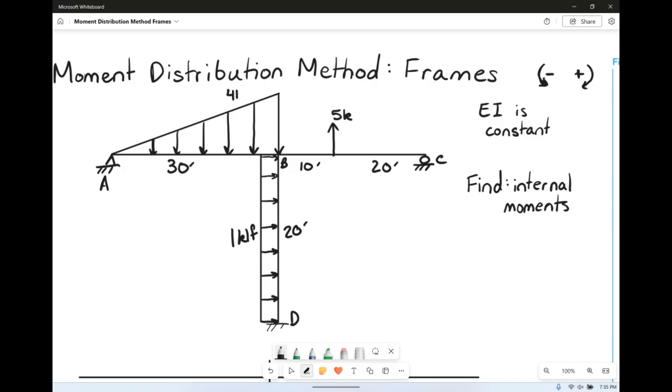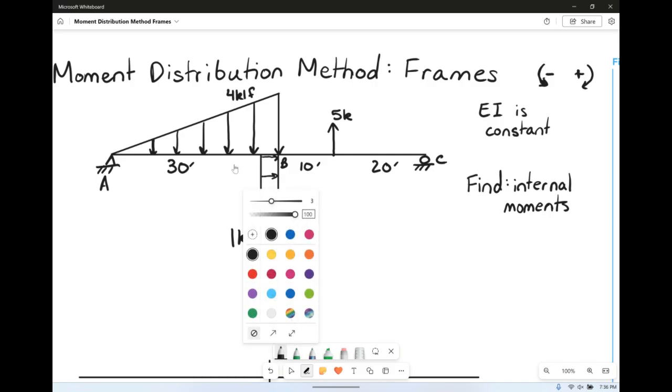Up here at the top, this is 4 kips per linear foot. Down on BD, we have 1 kip per linear foot, and we have a point load on BC of 5 kips. EI is going to be constant for this problem, and we want to find all of the internal moments, remembering that counterclockwise is negative and clockwise is positive.